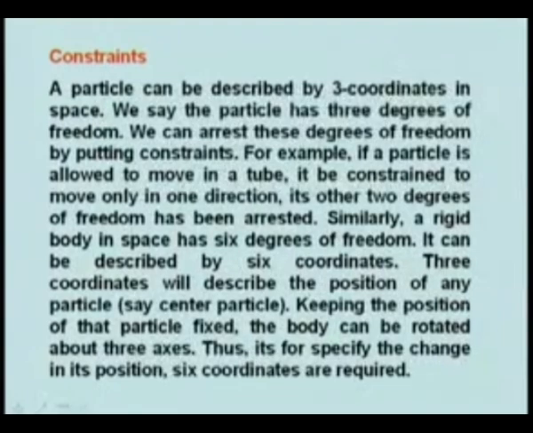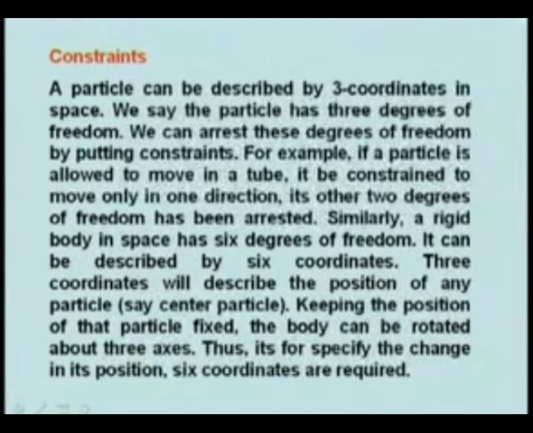Now, we discuss constraints. A particle can be described by three coordinates in space. In a Cartesian coordinate system, a particle can be described by x, y, z. So, therefore, we say the particle has 3 degrees of freedom. A particle can have some x coordinate, some y coordinate, some z coordinate. We can adjust these degrees of freedom by putting constraints.